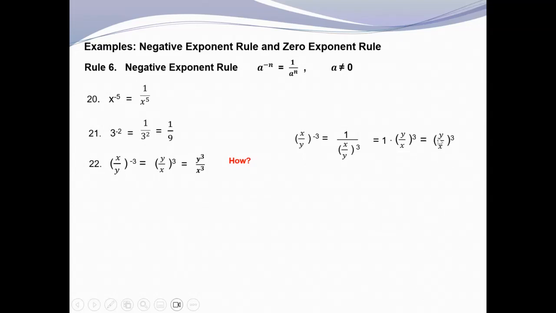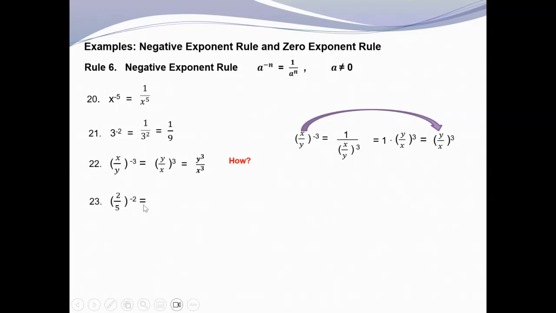So it's going to be y over x cubed. It'll be y cubed over x cubed. You can go straight from here to the answer and then you simplify it. Okay, this is crucial to know: once you have a fraction to the negative exponent, all you do is take the reciprocal and make the exponent positive.